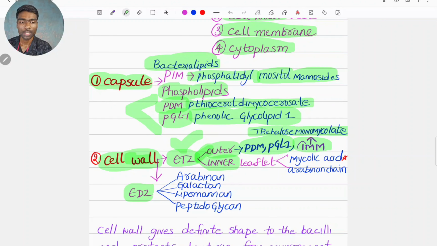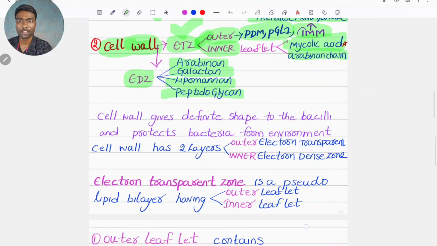Coming to inner leaflet, it contains mycolic acid and arabinan chains. Coming to electron dense zone, again arabinan, galactan, lipomannan and peptidoglycan. We will see in detail about the cell wall.